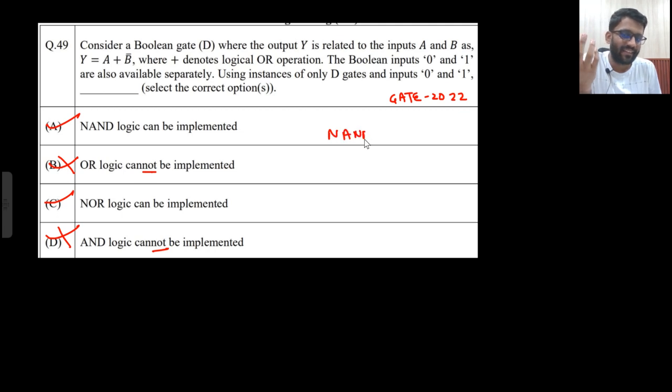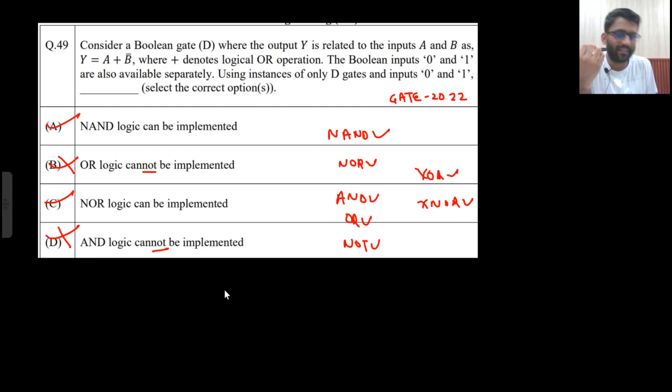NAND can be implemented, NOR can be implemented, AND can be implemented, OR can be implemented, NOT can be implemented, XOR can be implemented, XNOR can be implemented, everything can be implemented. So I knew this thing that everything can be implemented, but what did I see? NAND, OR, NOR, AND. Tick down or fall. It costed me 2 marks. Okay, so don't do these kind of mistake. Cannot is written here. It really happened with me in the examination. I clicked on all four. So A plus B bar, this is a universal gate, so everything can be implemented. Okay, so yeah, that was the concept.